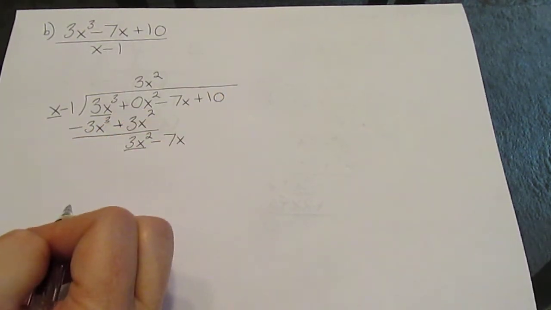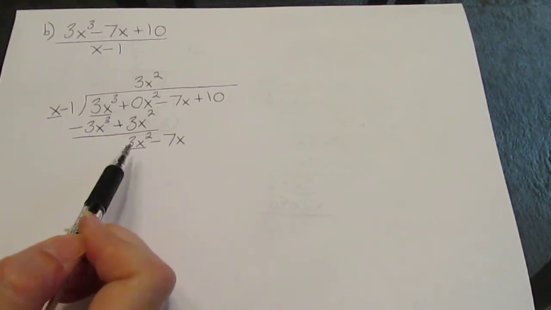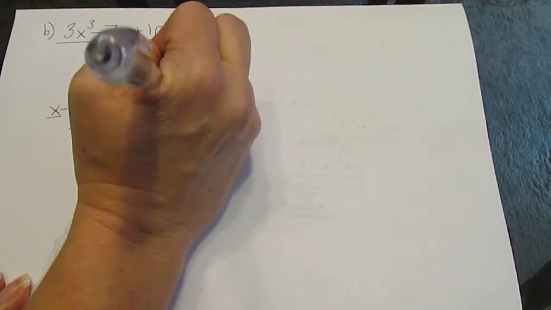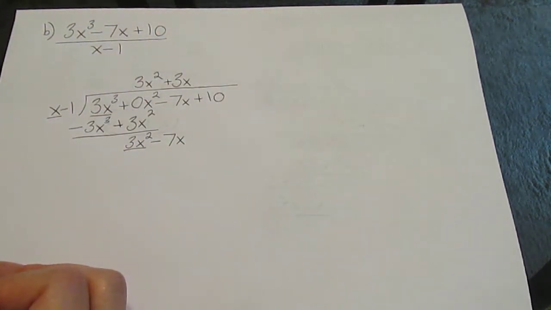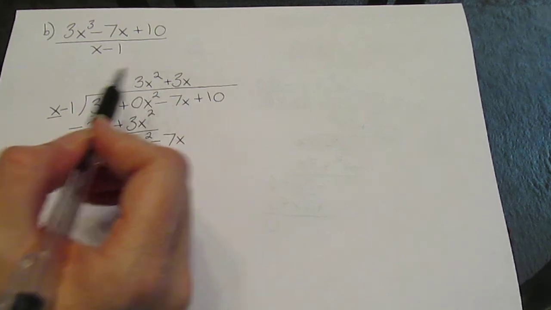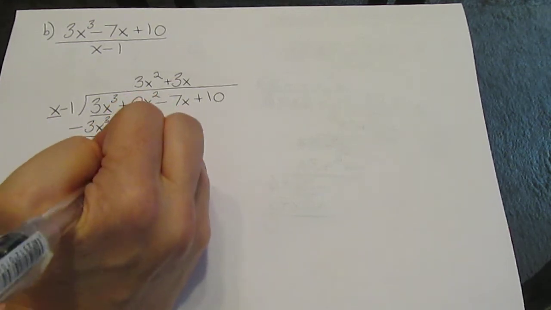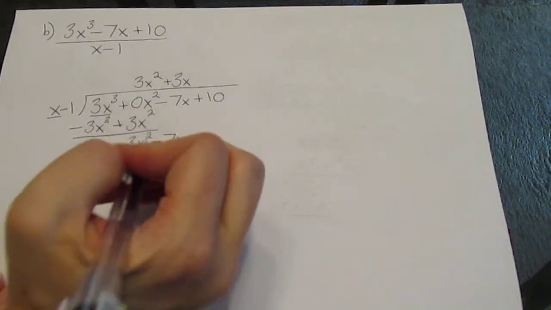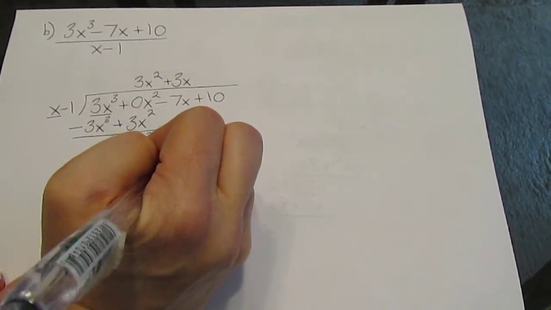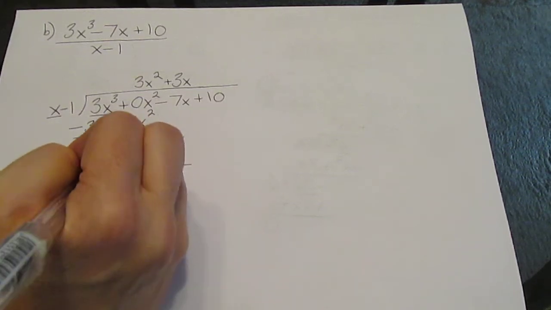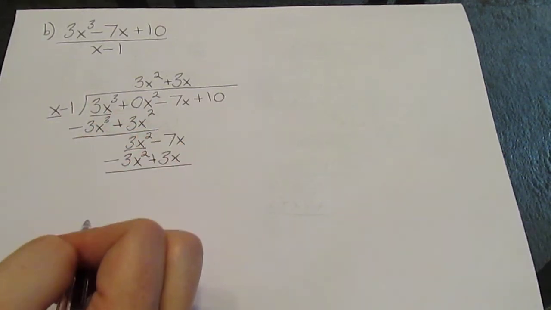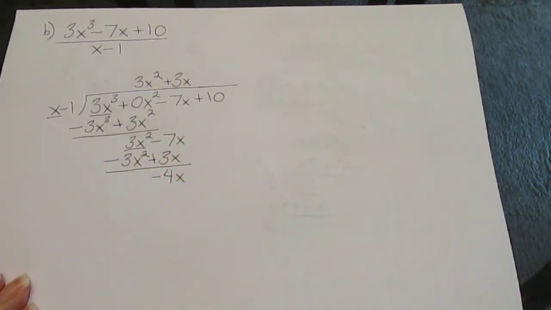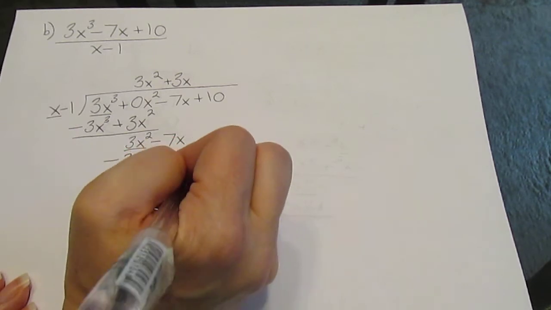Okay, so here's my first term. What times x gives me 3x squared? A 3x. Multiply it. 3x times x is 3x squared. 3x times negative 1 is negative 3x. Change your signs, and I get a negative 4x here. Bring down that last term.